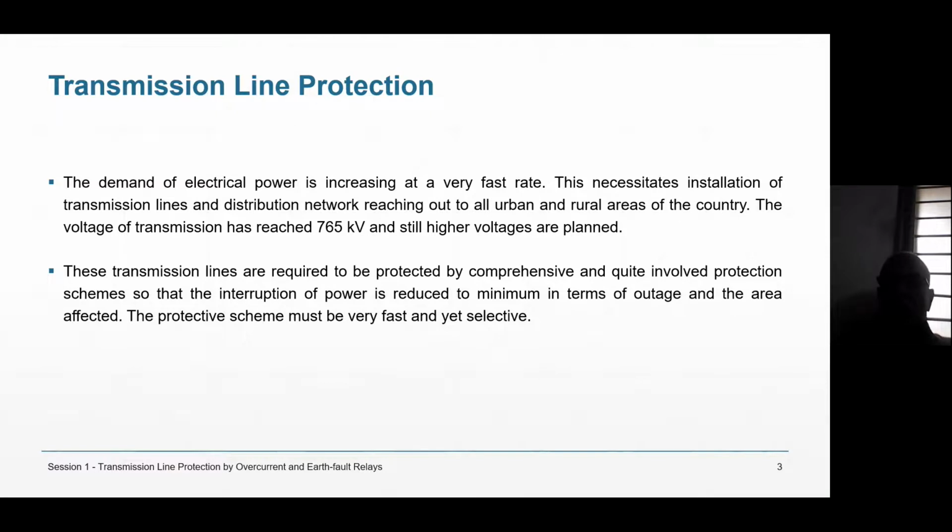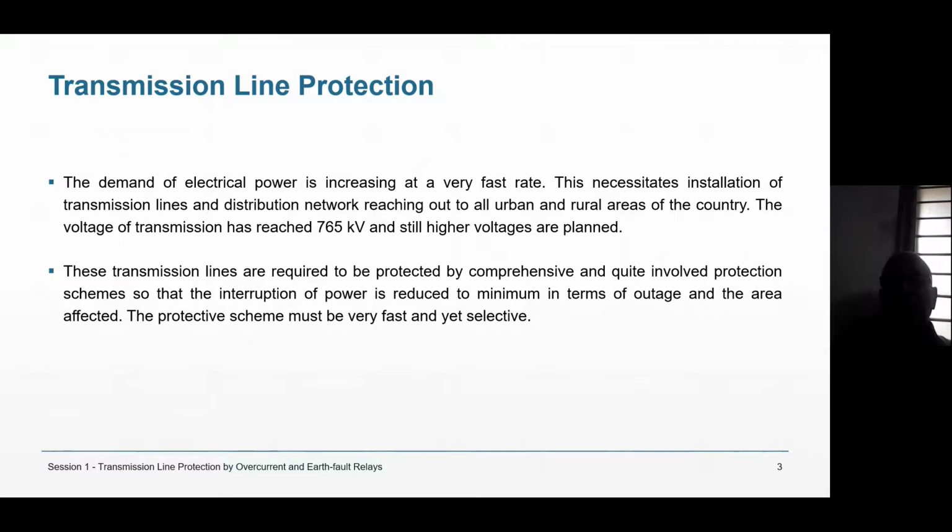And because you have to transmit at a long distance, the transmission voltage has reached 765 kV, and not only 765 kV, even 1200 kV. So transformers and other equipment up to 1200 kV are required, and the relevant problems are also required to be studied. No doubt, I will not be going through all these things because that is a part of high voltage engineering. Here we will be talking about protection only.